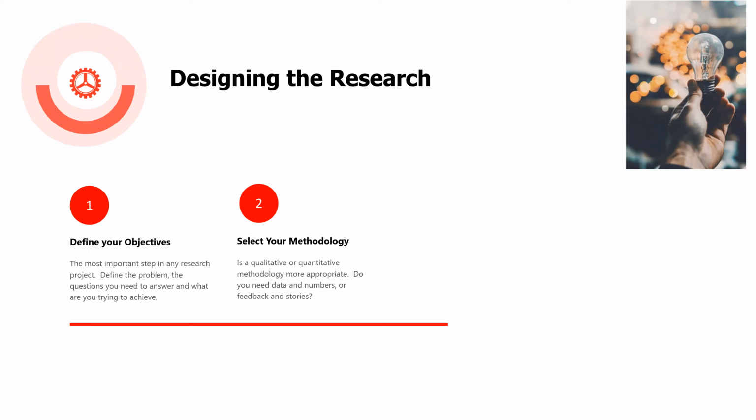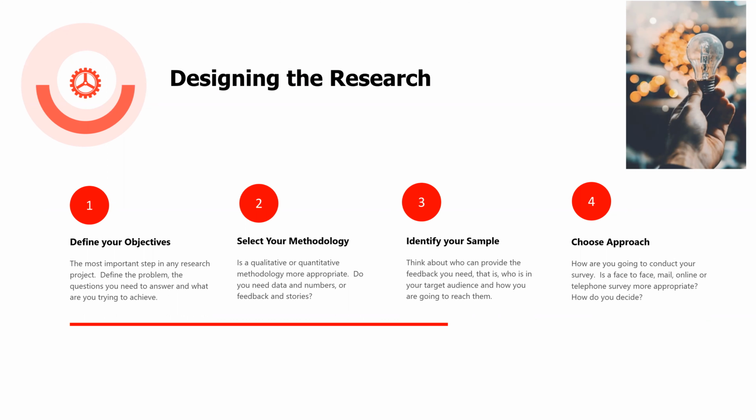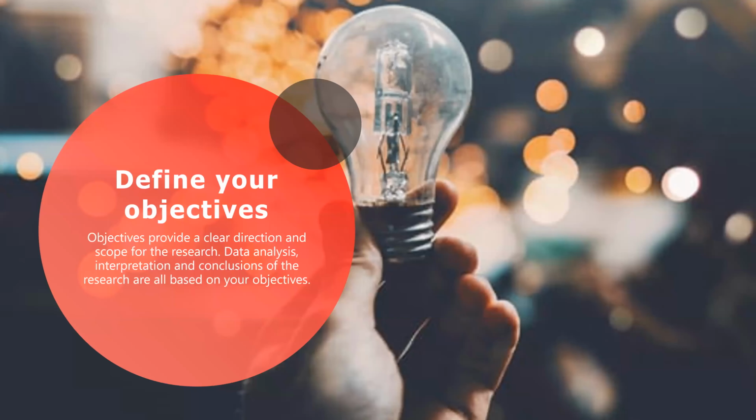Based on your objectives, you then need to decide on your methodology, and specifically what I mean by that is whether it's more appropriate to use qualitative or quantitative research. We'll go through each of these methods. Next, it's important that you give adequate thought to who is in your target audience and how you're going to reach them. Finally, you'll need to decide if you're going to conduct your survey face-to-face, using an online survey instrument, by sending out paper surveys, or maybe by contacting people to complete the survey over the telephone. We'll go through each of those in detail too.